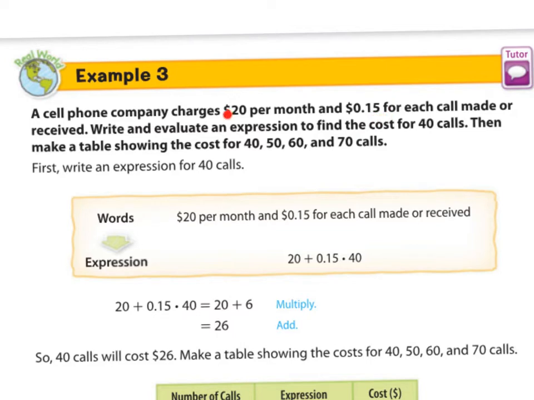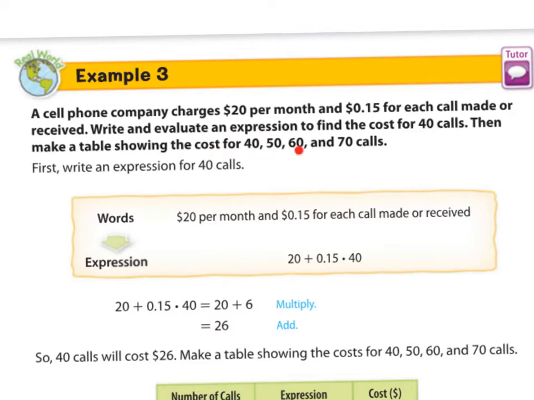So if you have the phone and you only make one call or receive only one call, you're going to pay $20 and 15 cents. If you make 2 calls, you're going to pay $20 and 30 cents. Does that make sense? Write and evaluate an expression to find the cost for 40 calls. So 15 cents times 40, right? Then make a table showing the cost for 40, 50, 60, and 70 calls. So they want to know, then make a table showing the cost.